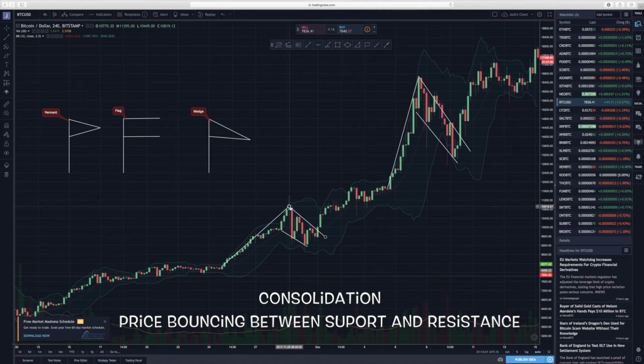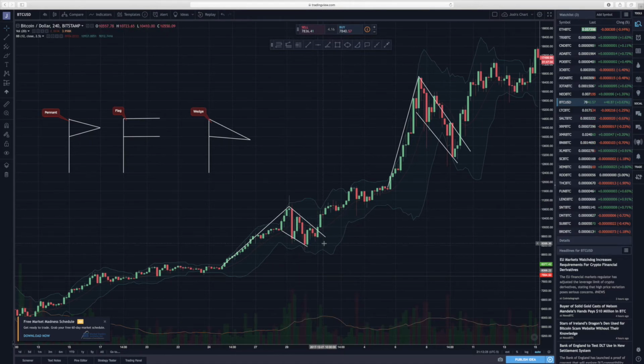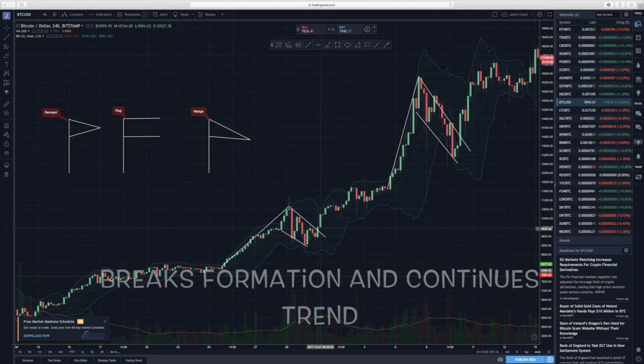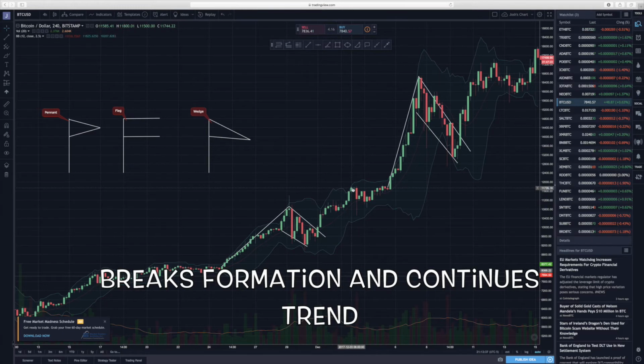And then you'll have the consolidation where the price starts to bounce around, right? And in this case, I'd say it's a flag. It's bouncing around pretty parallel, or pretty flat going this direction. And then the price breaks the formation, and it continues on that upward trend.